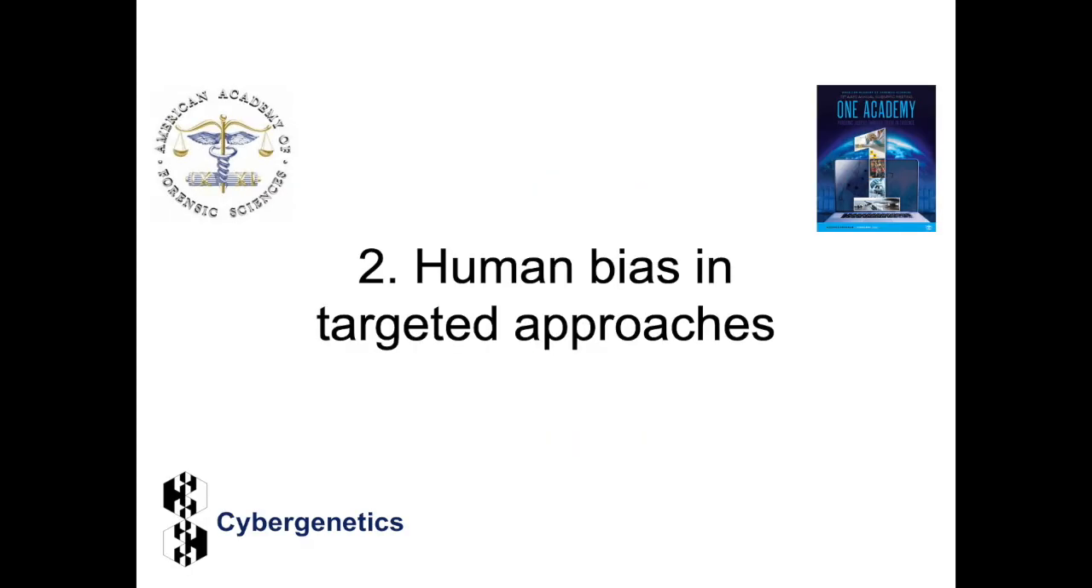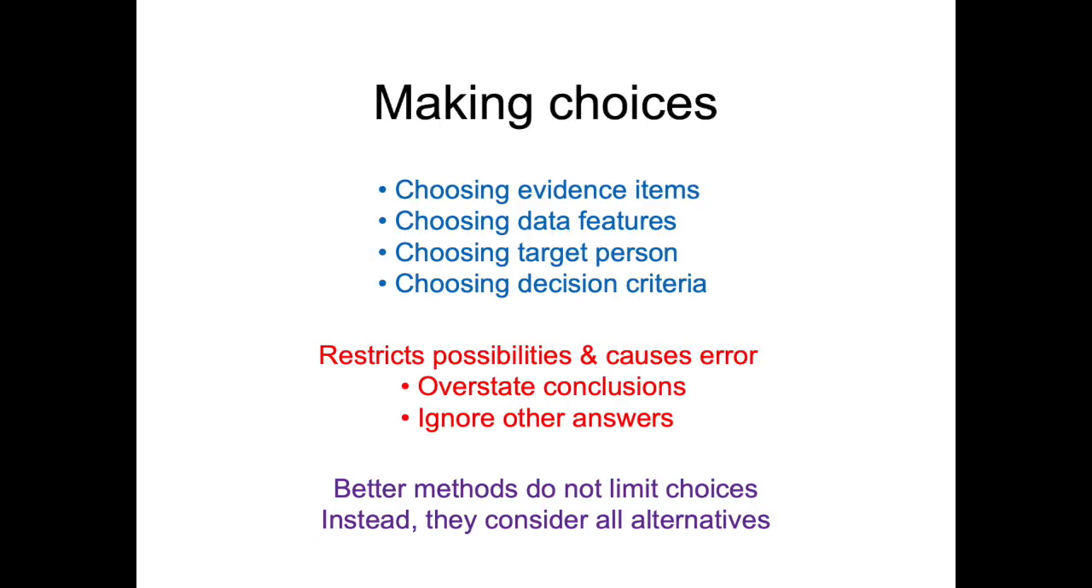Targeted approaches run the risk of introducing human bias. Forensic comparison often involves making choices. There's the choosing of which evidence items to analyze. There are the data features to focus on when examining evidence. There's the choice of a target person, specifically in a targeted method, and then there are decision criteria as to how to conduct the comparison and how do we know that there's a match.